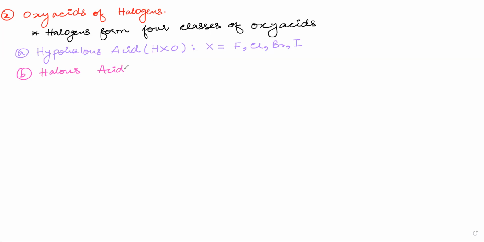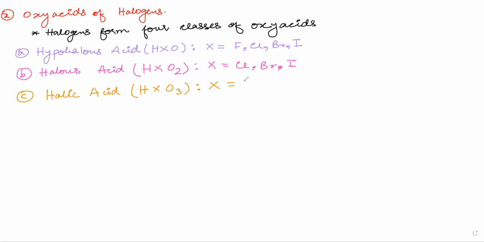Okay, now halous acid. This halous acid has a general formula which is HXO2. Here, X can be either chlorine, bromine, or iodine, but not fluorine. The reason, we will write the reason later. Okay, A, B, C. Now here you have halic acid. In halic acid, the formula is HXO3.